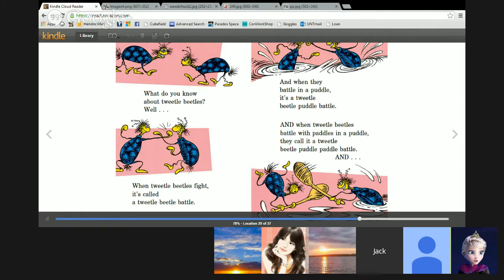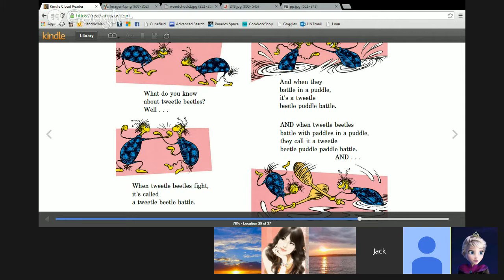Okay. And when they battle in a puddle, it's a Tweedle-Beetle puddle battle. So try saying the word puddle for me. Puddle? Yeah. A puddle is a small pool of water. So you can see there the beetles are splashing in water. Okay. That's the puddle.